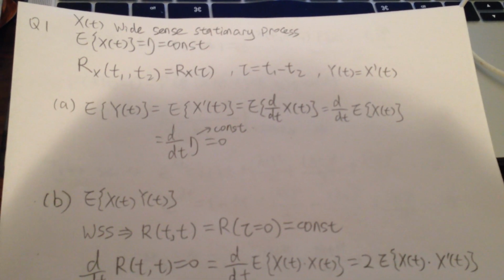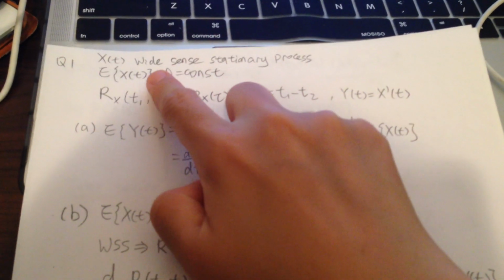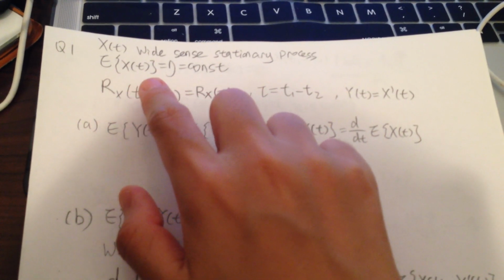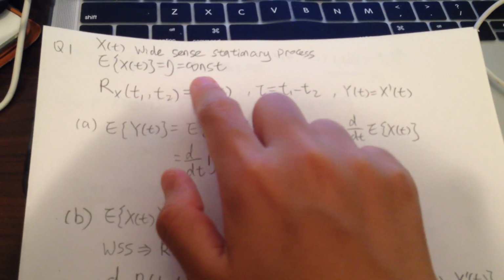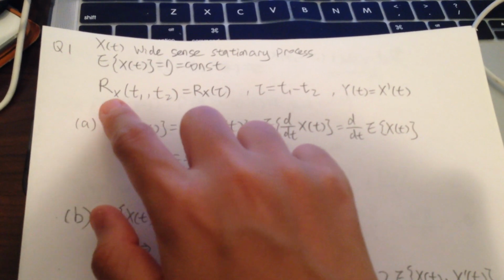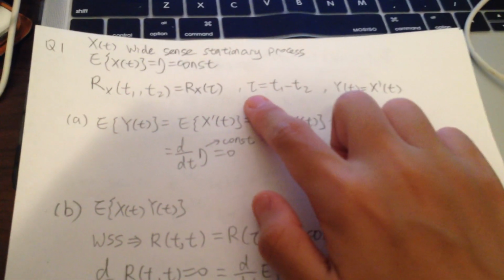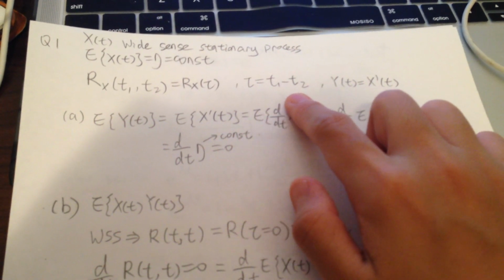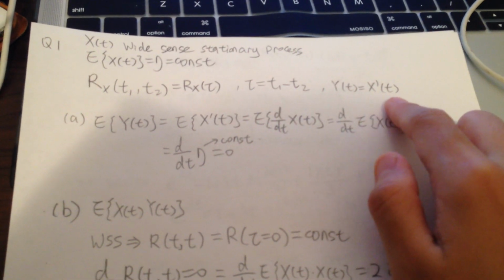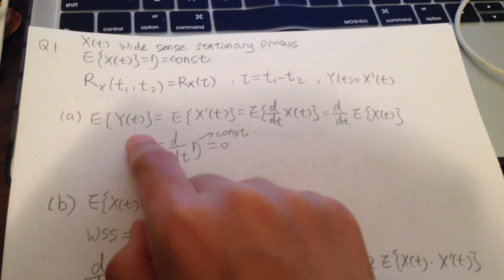In this video, I will solve question 1 in homework 8. In this question, we are given that x of t is a wide-sense stationary process and the expectation of x of t equals μ, where μ is a constant, and the autocorrelation function of t1 and t2 equals R_x(τ), where τ equals t1 minus t2, and we also know that y of t equals x prime of t. So for the first question, we need to find the expectation of y of t.